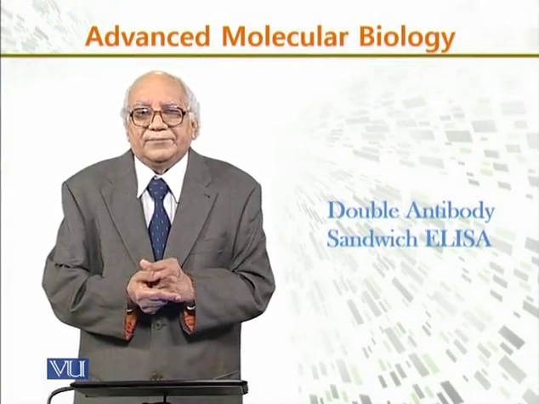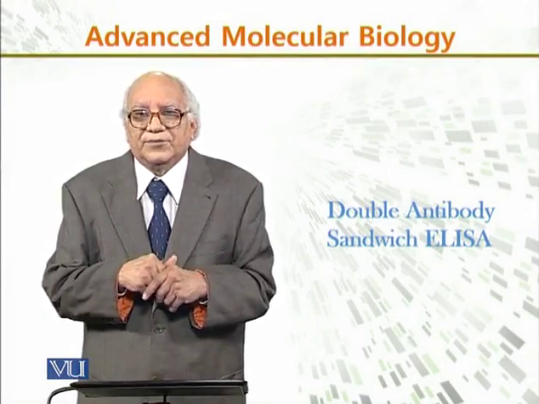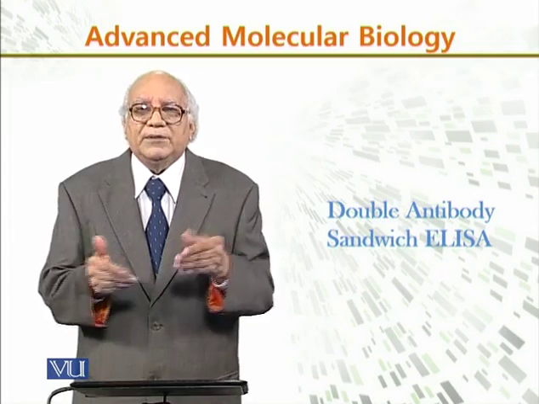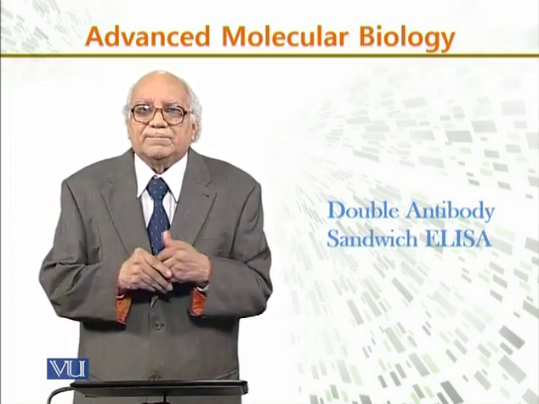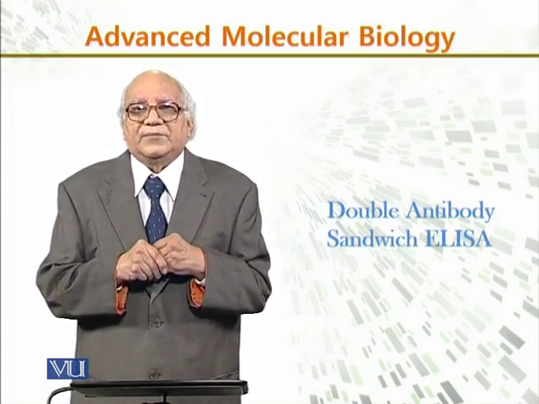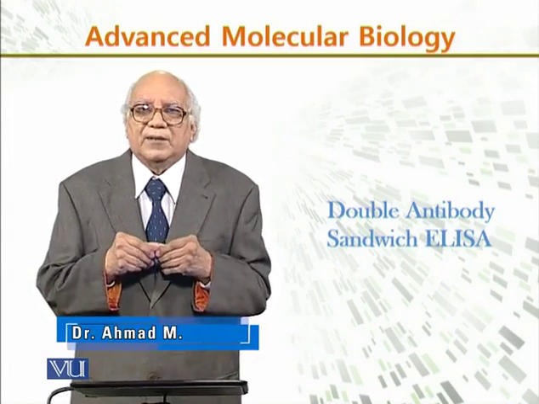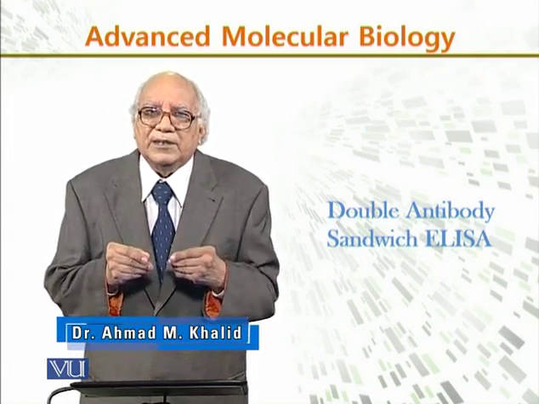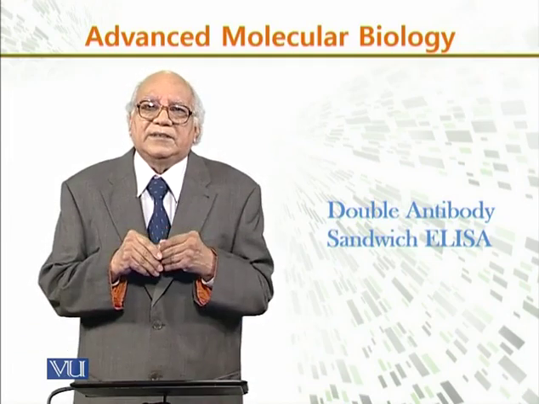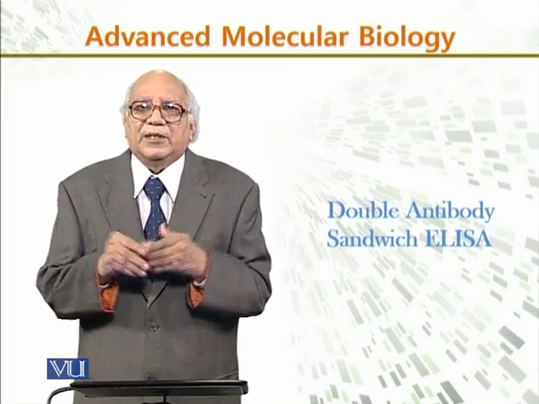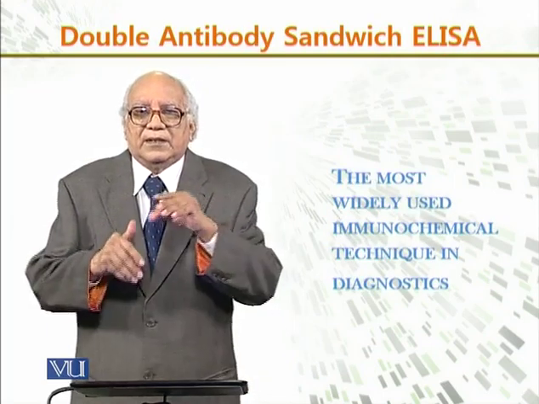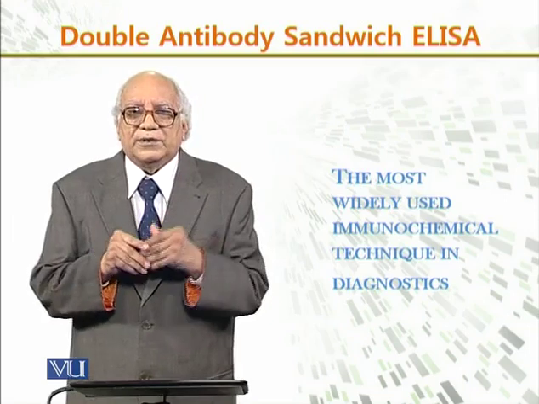The triple antibody sandwich ELISA, which we know is used for HBV virus identification from the blood, and that is the indirect ELISA. Now, in this module, we will discuss the double antibody sandwich ELISA and another technique to detect antibody concentrations and antibody presence.